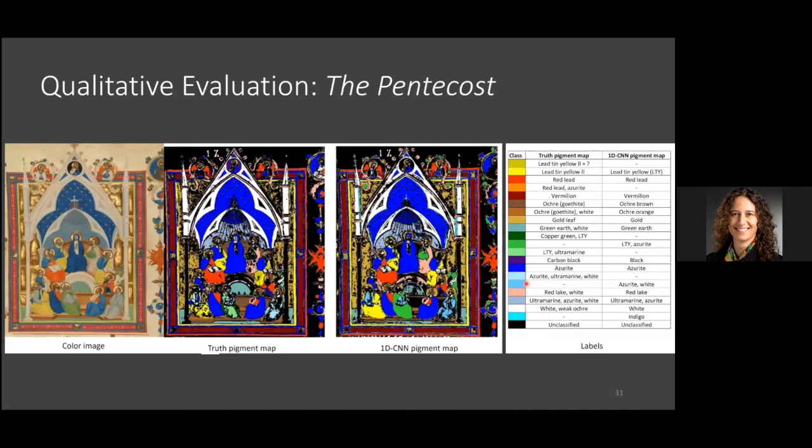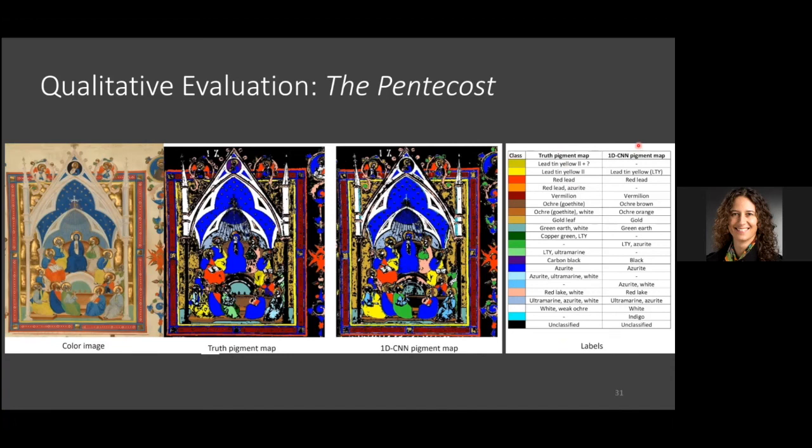The model was not evaluated in a pixel-by-pixel manner, but compared visually to truth maps. And again, truth maps or truth data was supplied by experts armed with hyperspectral cubes, fiber optic reflectance spectroscopy, XRF and Raman spectroscopy data. On the left is a color image of the Pentecost, followed by the truth pigment map, and then next to it, the neural net material map, and on the right, the associated labels. The first column of the labels displays the truth allocations, and the next column is the neural net allocations.